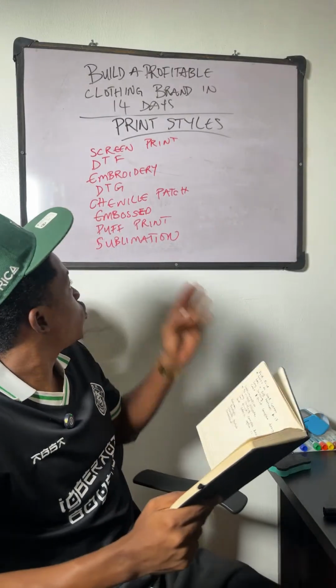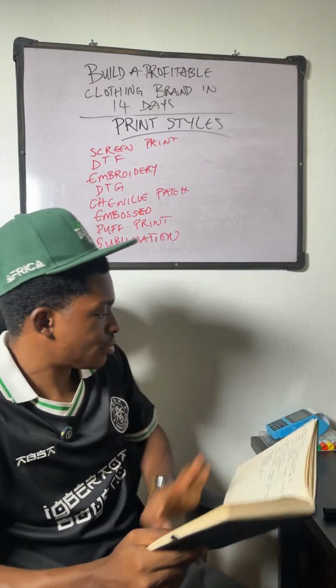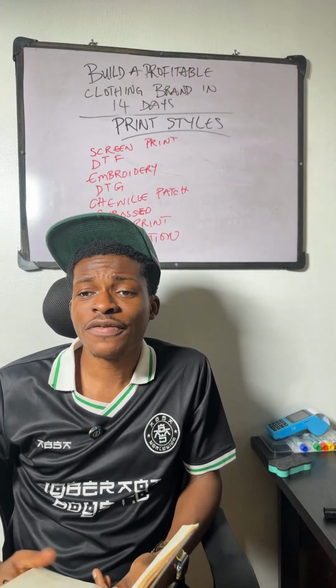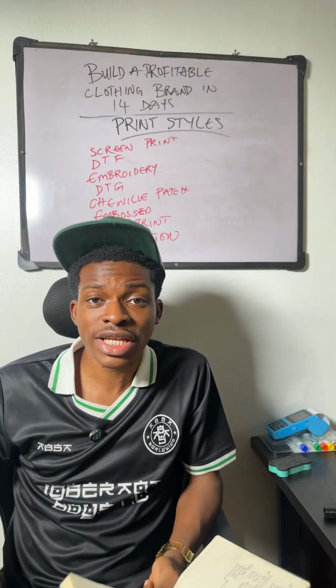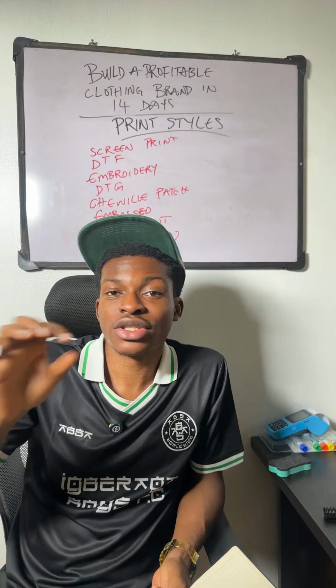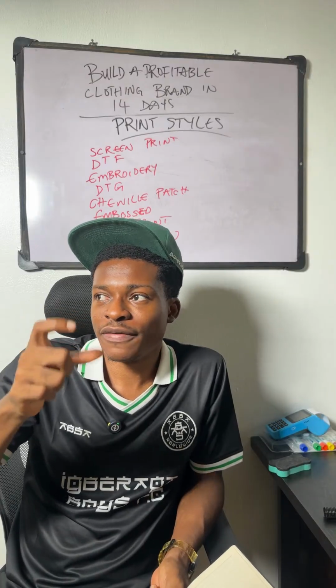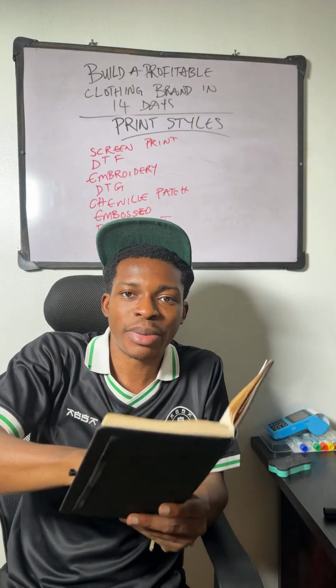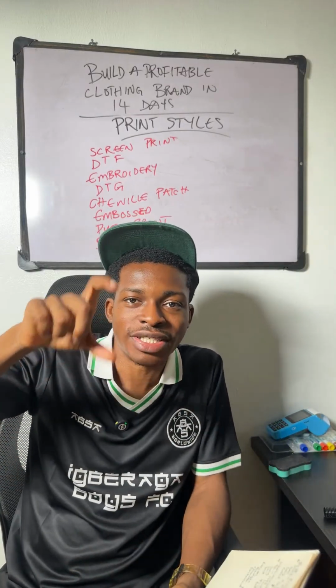Then the next one is embossed. Some of you are familiar with embossed. Embossed also feels similar to silicone. The way embossed works is it's like a metal plate. It's not really metal, but it feels like metal. It's a metal plate that they use to carve out the design.